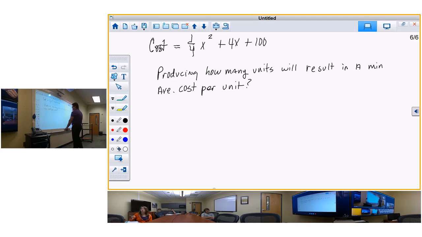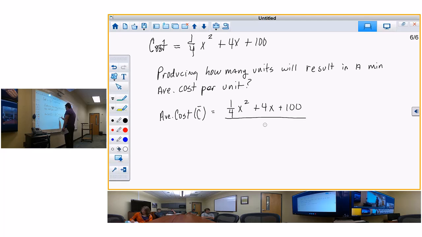Okay, so whenever they ask for the average cost and they give you a cost formula, you're going to divide it by x. That's a rule that you need to remember. C bar, x bar is the mean, C bar is the average cost. It's going to be equal to 1/4 x squared plus 4x plus 100, over x.